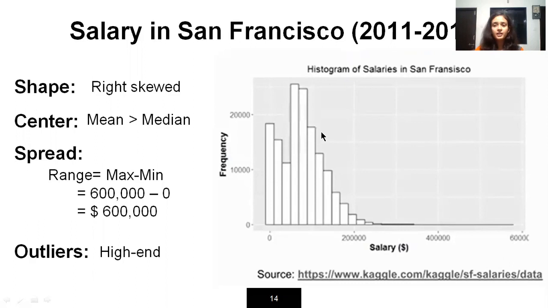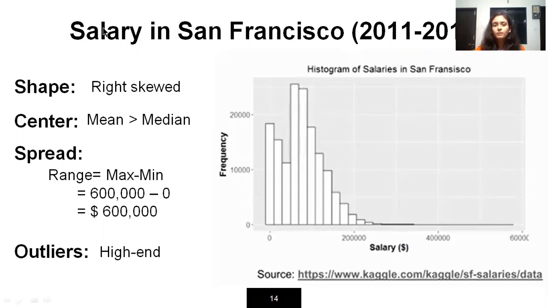So the average salary in San Francisco, you can say, is around 0 to $200,000. This is the average salary because it is showing the maximum frequency. The mode is somewhere over here. So this is what information you are getting from the data set.